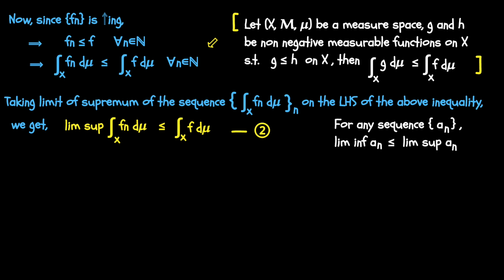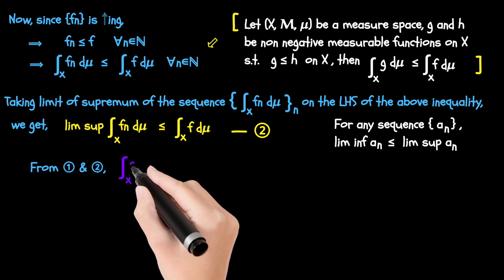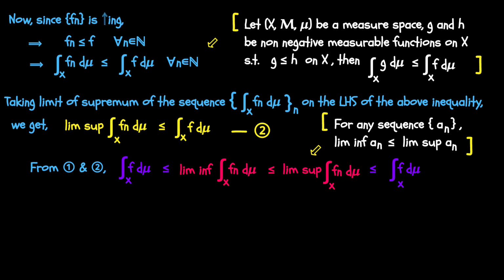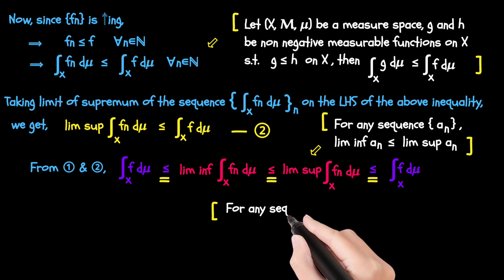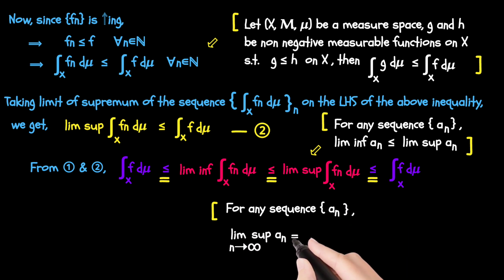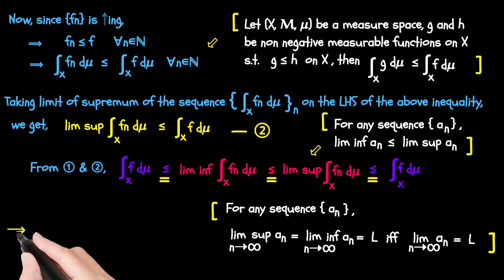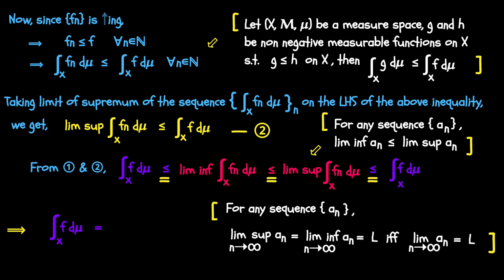So, since for any sequence a_n, the limit infimum of a_n is always less than or equal to the limit supremum of a_n, from equations 1 and 2 we get this satisfying inequality where the extreme left and right terms, colored in violet, are the same term, implying that all distinct terms in this inequality must be equal to each other. Finally, for any sequence a_n, the limit supremum is equal to the limit infimum, equal to a finite value, say capital L, if and only if the limit of this sequence itself is equal to capital L. Hence, in our case, that finite value, which is the integral of f over X with respect to mu, must be exactly equal to the limit of the sequence of integrals, that is, the limit of the integral of f_n over X with respect to mu. This completes the proof.